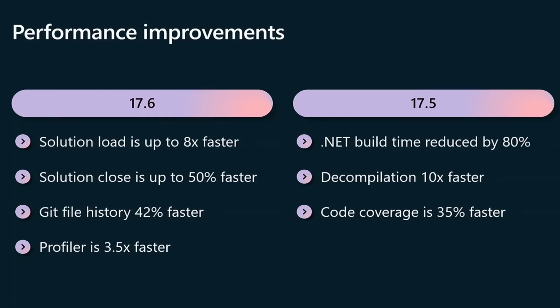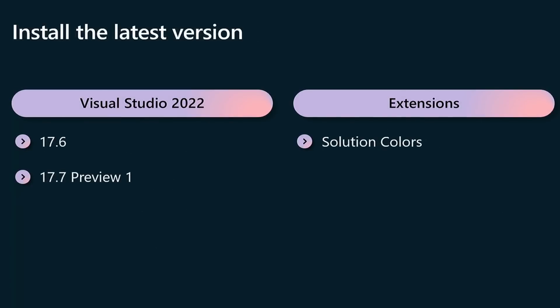All right, so all this stuff is, and of course, we continue work on performance. So 17.6 we released a week ago. 17.7 Preview 1 has even more stuff. So go check out the latest and greatest. 17.6 if you're on the release channel. If you're on the preview channel, get 17.7. And the extension I showed you was called Solution Colors, if that has any interest.